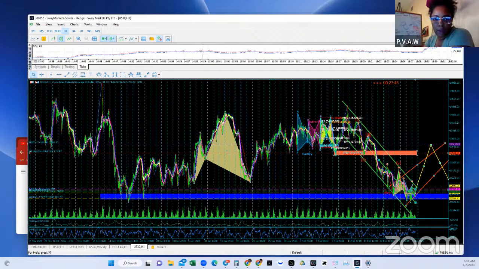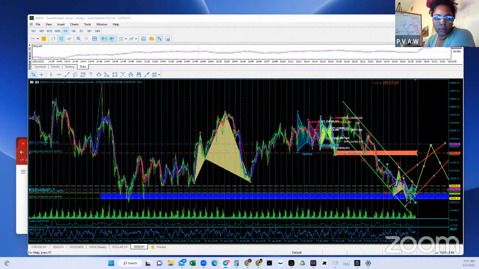So we did get a drop, you guys. TP3 was hit, but we're making a new bullish pattern, you guys. We're making a new bullish pattern. So we'll see what the market does. We're making an M1 chart.